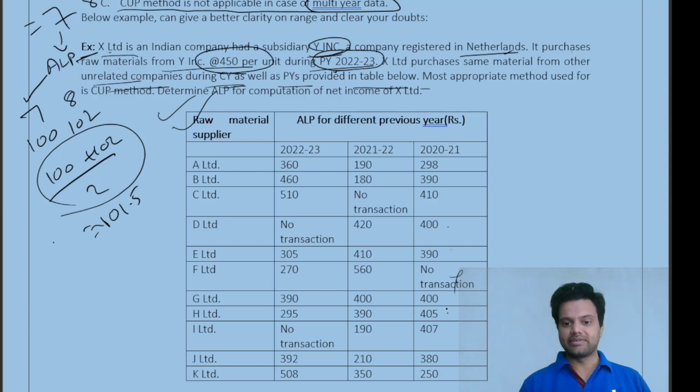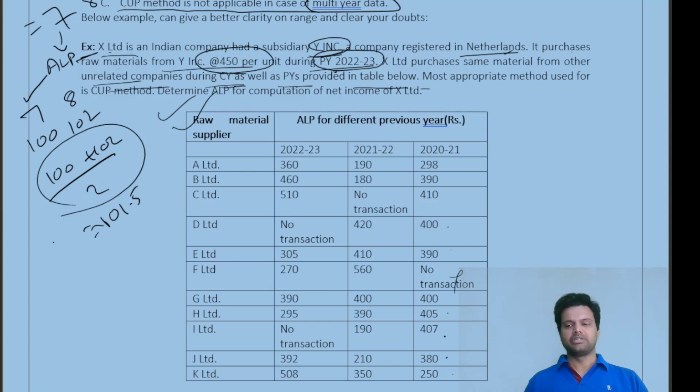5, 6, 7, 8, 9, 10. So there are a total of 10 ALPs, and for 10 ALPs the concept of range is applicable. What if the number comes to 5 or 4? Then the concept of range is not applicable, and you need to go with the simple arithmetical mean as the solution. So the first step is done: yes, the concept of range is applicable.